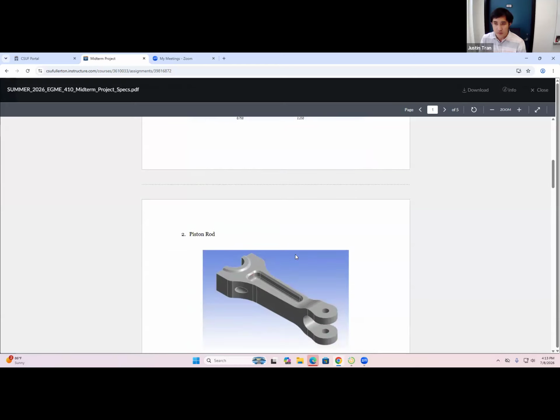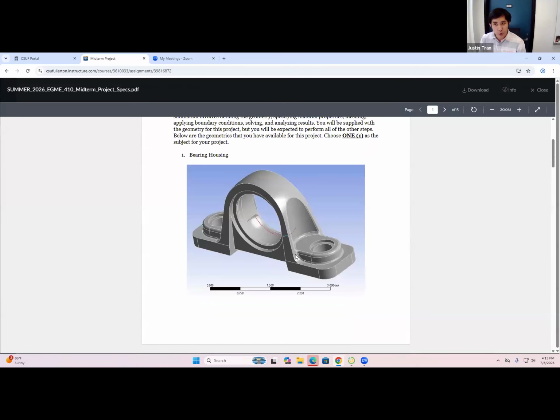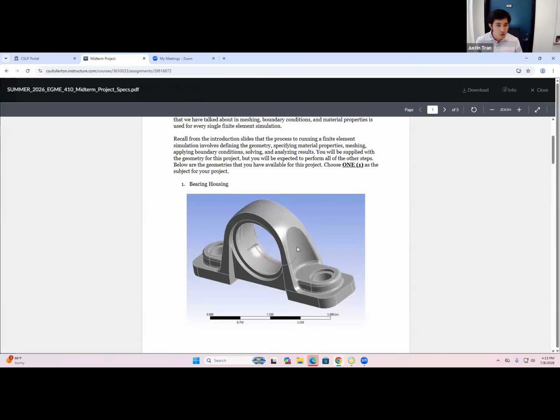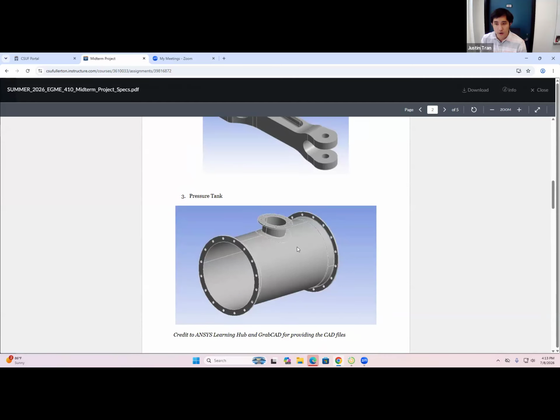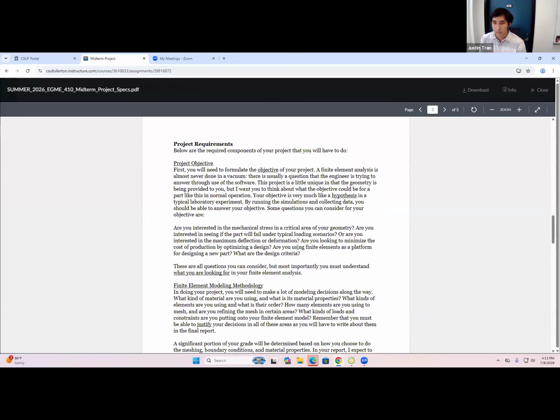Okay. And then once you've chosen your geometry, that's when you start to think about what are the materials, what are the meshing, what are the boundary conditions that you're going to do. Okay, so let's talk a bit more about the requirements for the project. Okay, so the first requirement for your project is going to be some kind of objective.